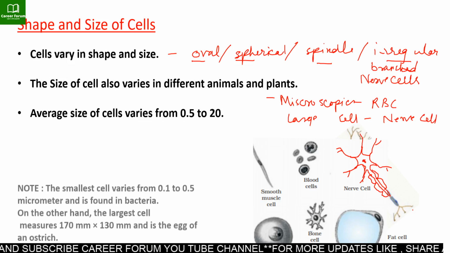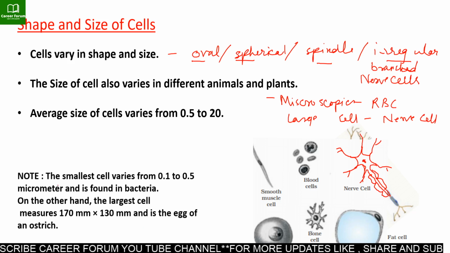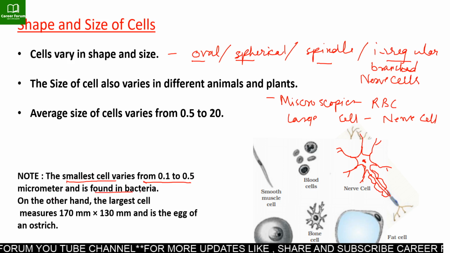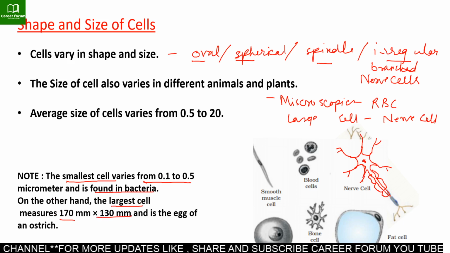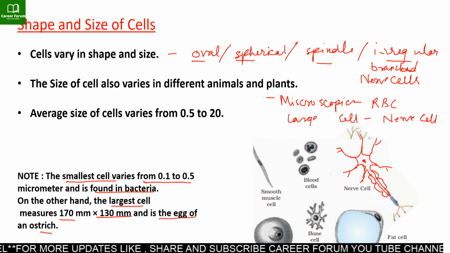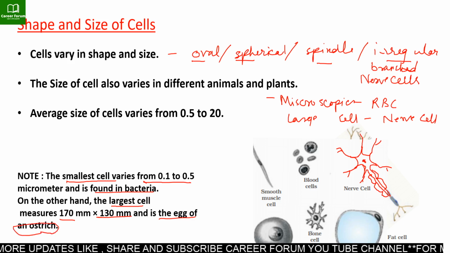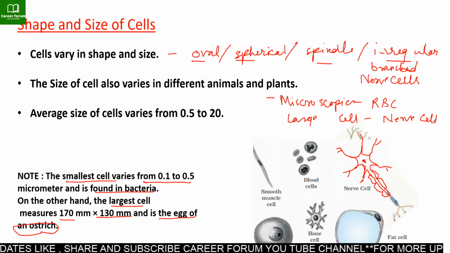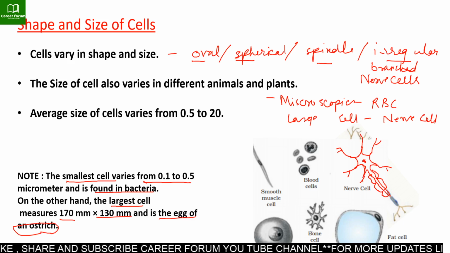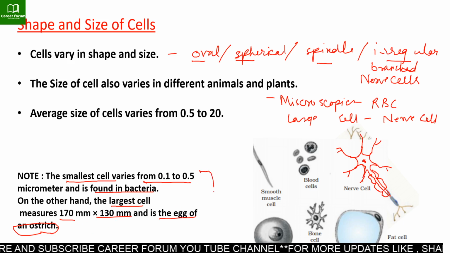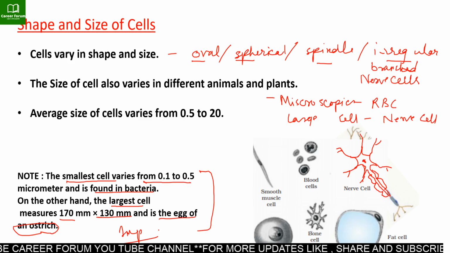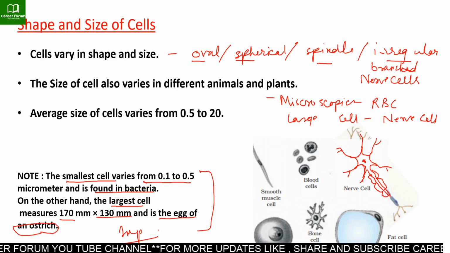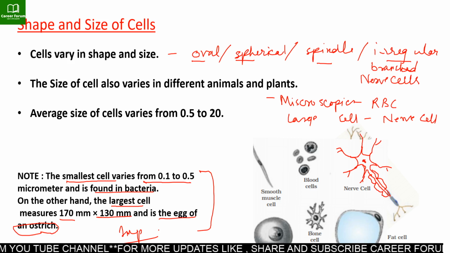Here I'm giving you a note which is important. Now look at the note. The smallest cell varies from 0.1 to 0.5 micrometer and is found in bacteria, whereas the largest cell is about 170 mm by 130 mm and is the egg of the ostrich, the biggest cell. This is important because many a time examiners ask objective questions from this part. If you are appearing for any kind of exam, whether academics or SSC or any exam, this is going to be one of the most important ones.